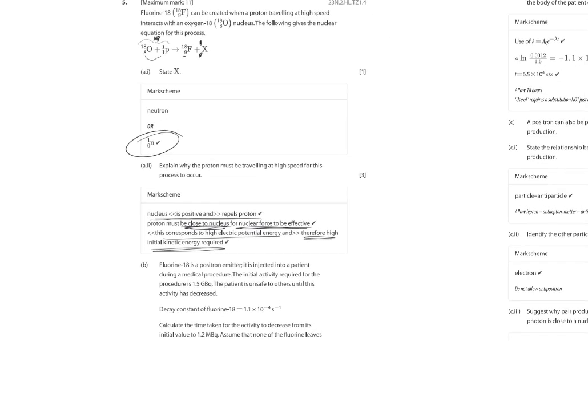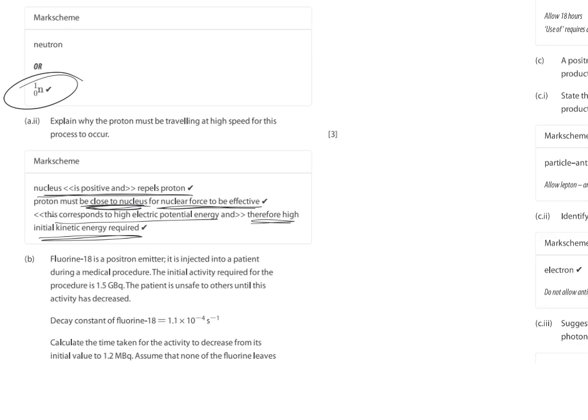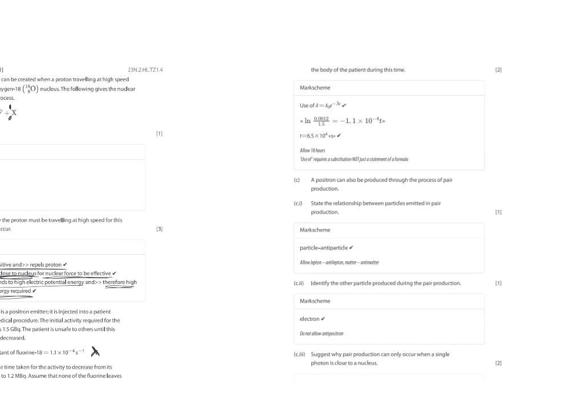All right, 5B. 5B says fluorine 18 is a positron emitter injected into a patient during a medical procedure. Initial activity required is 1.5 gigabecquerels. The patient is unsafe to others until this activity has decreased. The decay constant of fluorine, remember that is the lambda, right? Lambda for this fluorine 18 is 1.1 times 10 to the negative 4 seconds to the negative 1. Calculate the time taken for the activity to decrease from its initial value of 1.5 gigabecquerels to 1.2 megabecquerels. It also says, assume none of the fluorine leaves the body of the patient during this time.